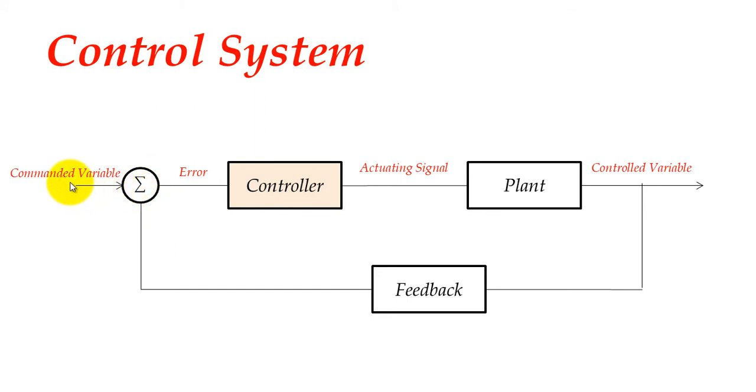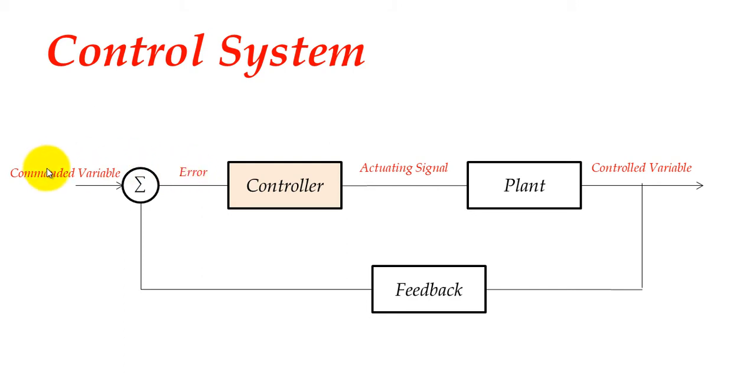And what is the commanded variable? It's the variable that I want my output to reach. For example, if your plant is a mass spring damper system and you want your mass to reach 5 centimeters above the ground, the commanded variable is 5 centimeters. You may design a controller that makes your system not reach 5 centimeters, maybe for example 4.8 centimeters in the steady state response. So here we have what we call error.